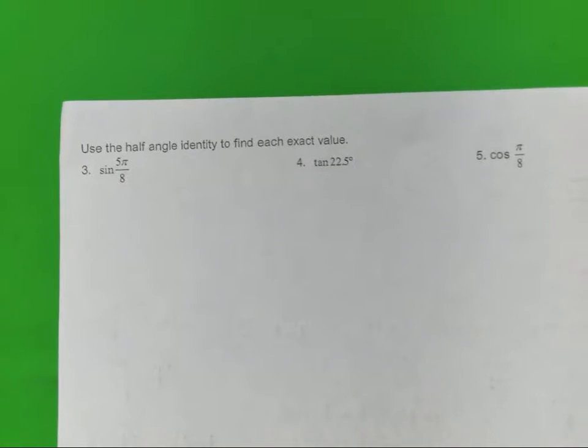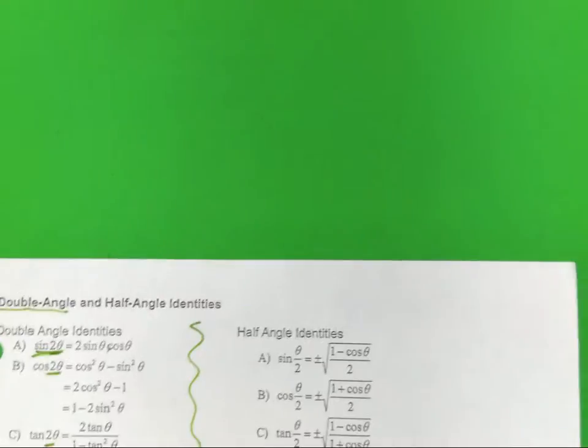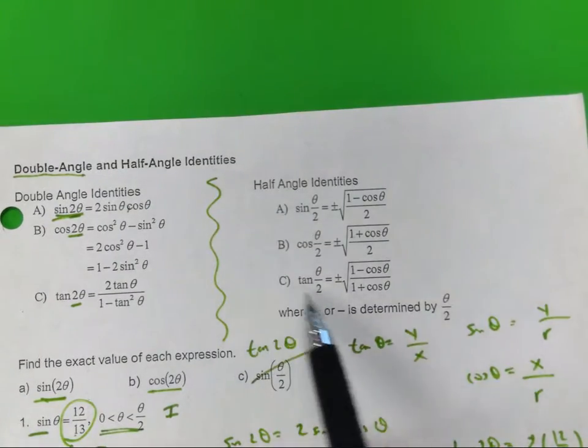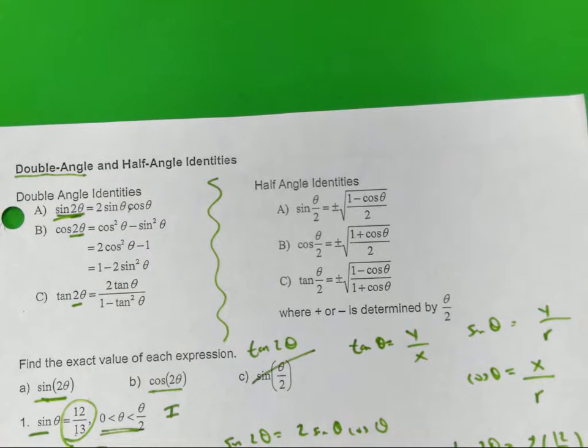Alright, the last thing we're going to do is the half angles. So turn back to page 17. Make sure you have those 3 formulas copied down. The half angle identities.